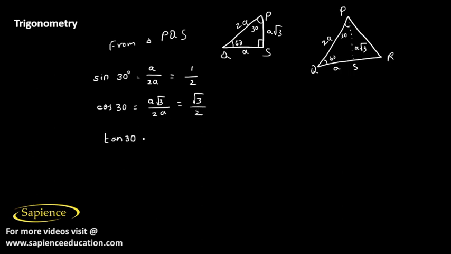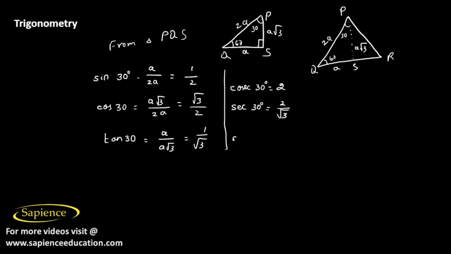Tan 30 is equal to opposite side divided by adjacent side. The opposite side to the 30 degree angle is A, and the adjacent side is A root 3, which will be equal to 1 by root 3. Similarly, for the other three ratios: cosecant 30 is the inverse of sine 30, so it will be 2. Secant of 30 will be 2 by root 3. And finally, cotangent of 30 is equal to the inverse of tan 30, which is root 3. So these are the trigonometric ratios when the angle is 30 degrees.